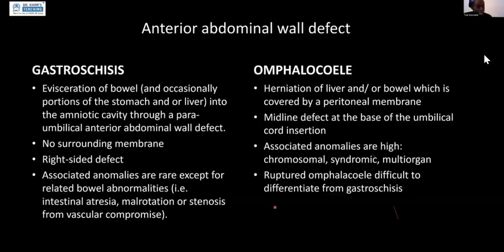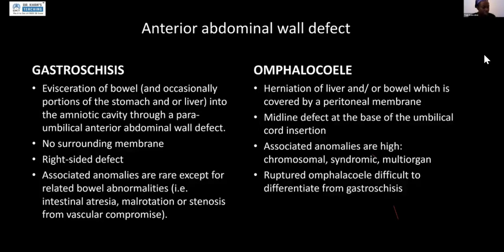So gastroschisis normally affects the bowel, and it's rarer to have the stomach and the bowel and the liver also herniated through, unlike an omphalocele where you often get herniation of the liver primarily with or without bowel. So the gastroschisis herniates into the amniotic cavity because there's a defect in the paraumbilical region, the abdominal wall. And the difference between that and an omphalocele is where the defect is.